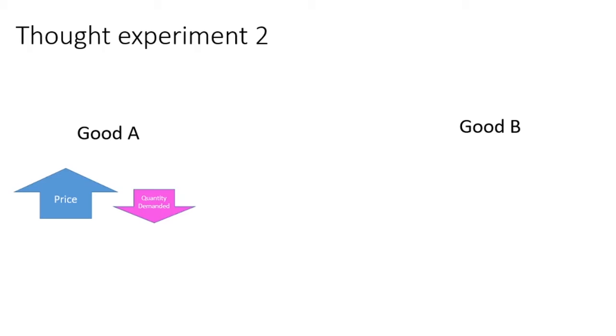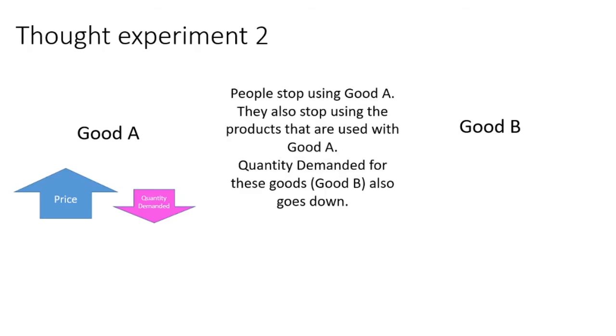There's no change there. But let's say now that because people stop using good A, maybe they also stop using the other products that are used with good A. So think about those sorts of products. What sorts of products would they be? We'll have to have some context for that. But if there are any products which are used together, where good A and good B are together, we would expect that the quantity demanded for those goods, if they are good B, would decrease, right?